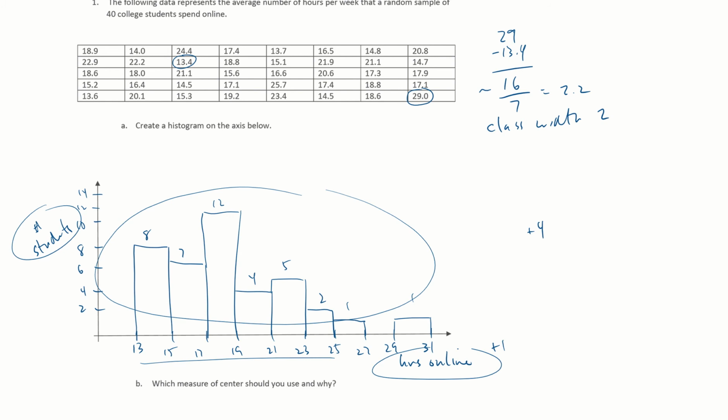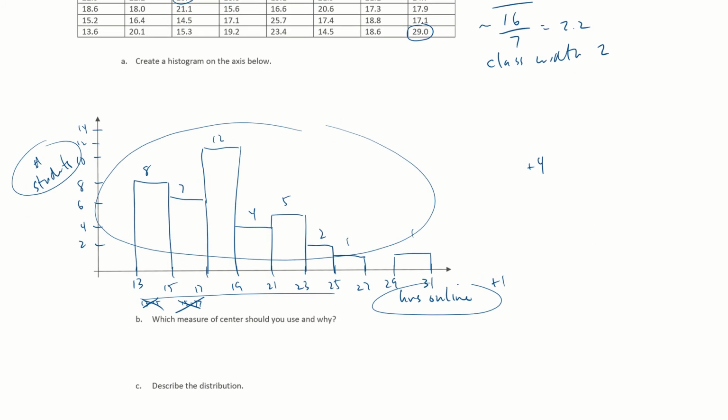This is a number line. This is not 13 to 15, 15 to 17. That's not a histogram. A histogram is a number line. If you put them in groups like this, then you have to ask the question, well, where is the 15? Okay, and this looks more like a bar chart instead of a histogram.